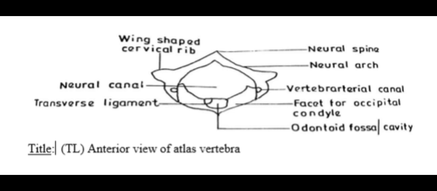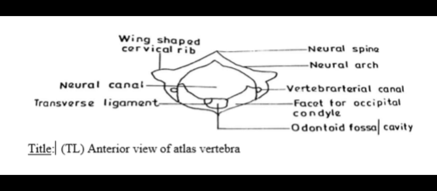So what are the characteristics of the atlas? The atlas vertebra has a large neural canal. Number 2, it has a flat and broad transverse process. Number 3, the neural spine is very short or absent. And then the centrum is absent also. It doesn't have a centrum. And then it has a vertebrarterial canal, which is for the passage of blood vessels.